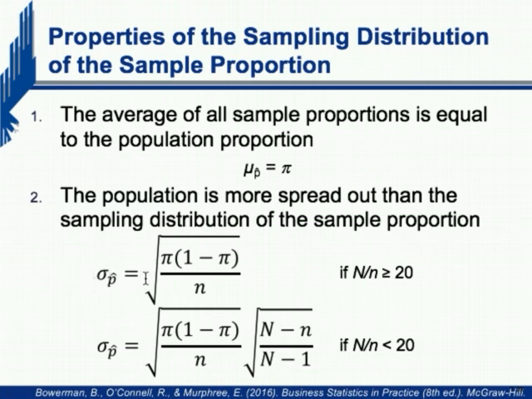Now we can also compute for the standard deviation of all possible sample proportions, or sigma sub p hat, using these two formulas. And again, the first formula, the square root of pi times 1 minus pi over n, is used if the population is infinite, or capital N over small letter n is at least 20, while the longer formula, that's the original one, times the same finite population correction factor, is used if the population is finite, or if capital N over small letter n is less than 20.